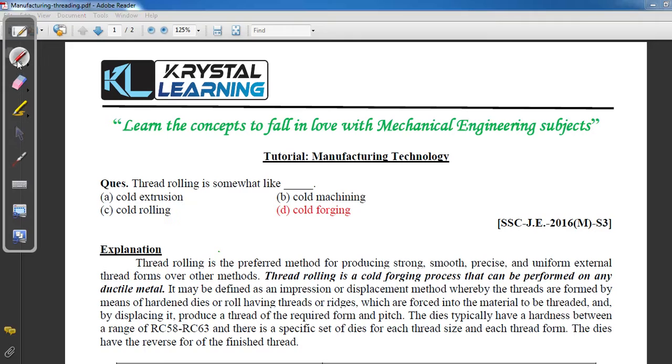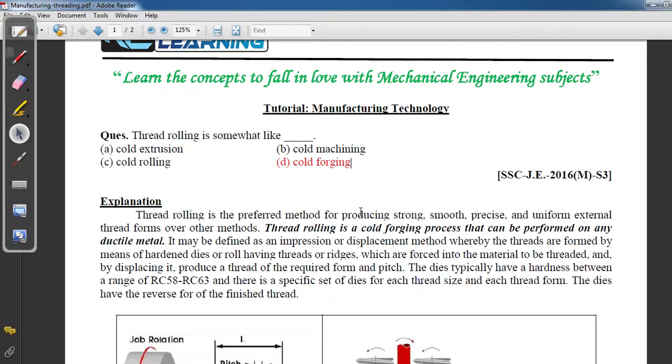The question says: thread rolling is somewhat like cold extrusion, cold machining, cold rolling or cold forging. This question came in SSC-JE 2016. So the correct answer is cold rolling or cold forging process. Sorry, option D is correct, that is cold forging. Now let's see what this thread rolling is and how it is a cold forging process.